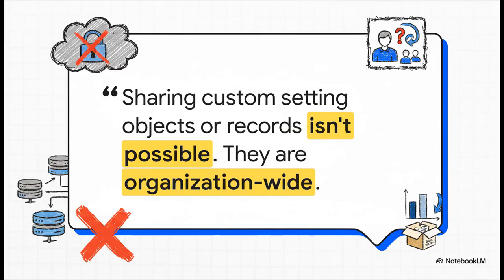And if you don't believe me, this quote pretty much nails it. There's just no such thing as sharing for custom settings. It is a true all-or-nothing situation. If a user has the permission to see custom settings, they can see all the data in all of them. You can't hide specific rows or records. It's a total visibility free-for-all.